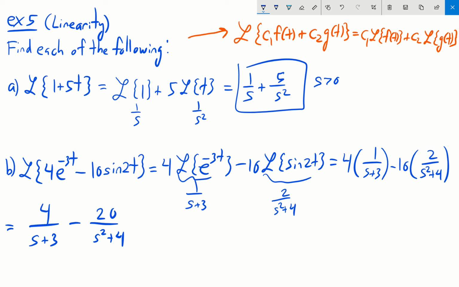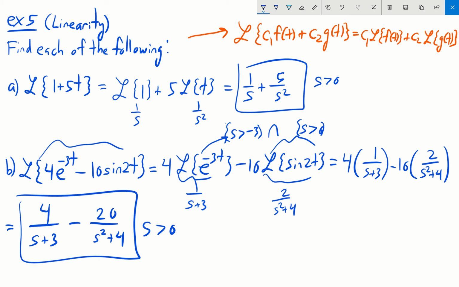Let's talk briefly about where these are going to be defined. If you go back to the first Laplace transform, this was actually valid for s greater than negative 3. For the Laplace transform of this overall thing to be defined, both of these have to be defined simultaneously. This was defined for s greater than 0, and if we look at the intersection of those two sets, what do they have in common? Well, s has to be greater than 0 for both conditions to be met. So oftentimes we can find the Laplace transform of linear combinations by simply doing the Laplace transform of each individual piece.